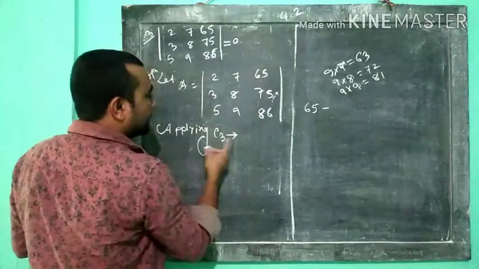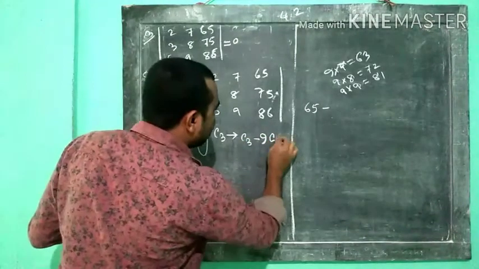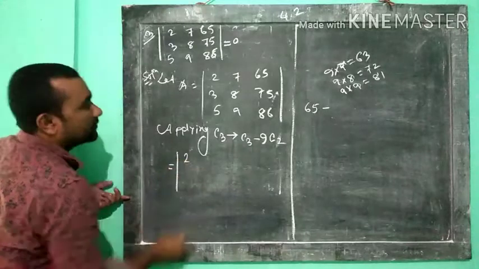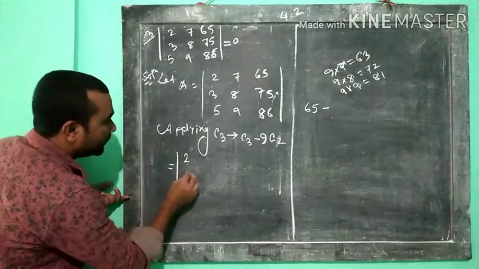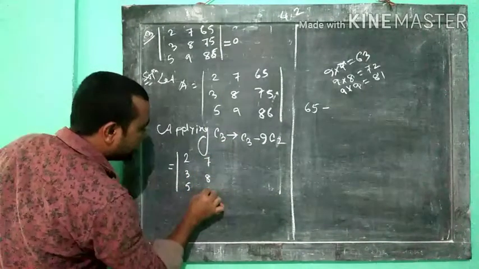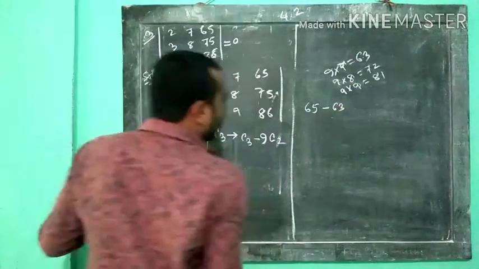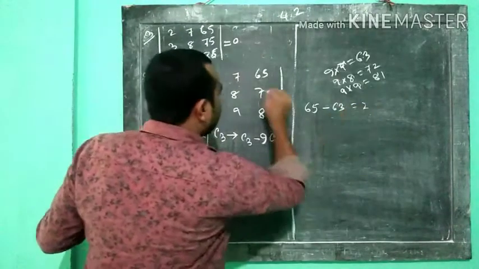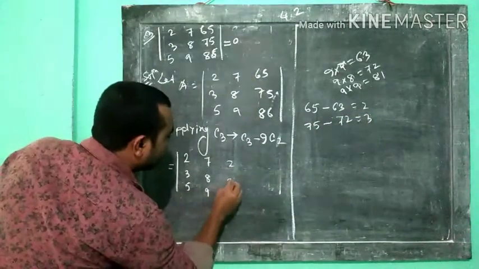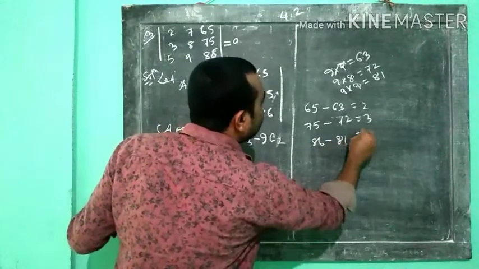If we subtract this, then what do we get? That means C3 tends to C3 minus 9C2, not C1, 9C2. This is equal to, first column is same, 2 3 5, second column 7 8 9, and third column is 65 minus 63 equal to 2, 75 minus 72 equal to 3, and 86 minus 81 equal to 5.